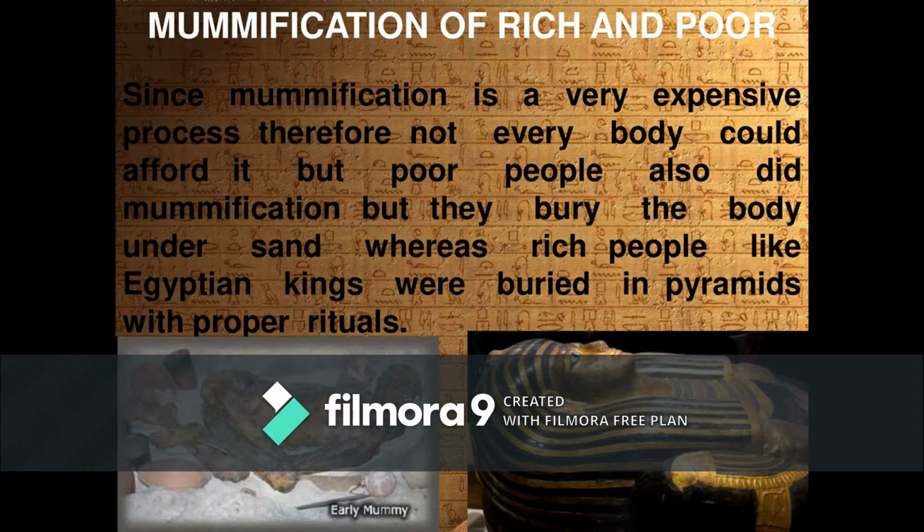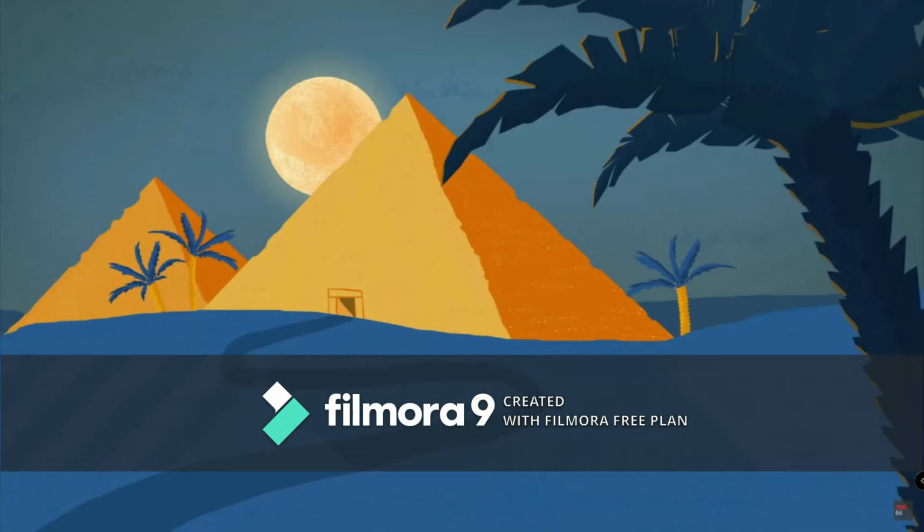Since mummification is a very expensive process, it was done in a different way for each class. For example, poor people also did mummification, but they buried the body under the sand, whereas rich people like Egyptian kings were buried in pyramids with proper rituals. And now, let us know about some curious facts about Egyptian mummies.